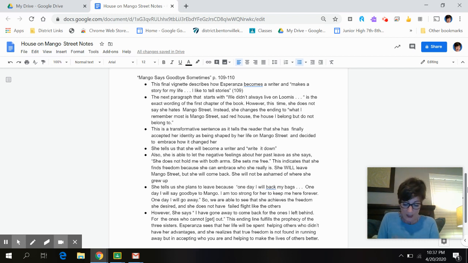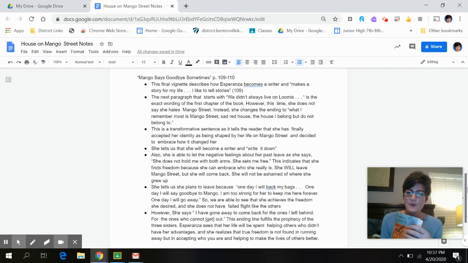So let's go ahead and read Mango Says Goodbye Sometimes, our very final farewell to Esperanza, which I've taught this book, I think, 42 times now. As you can tell, I almost have it memorized and can quote back quotes from other vignettes, and my book is worn and tattered and taped together down the spine with all my notes, and it's actually probably going to need a new one next year because it's ripping in the spine now and falling apart.